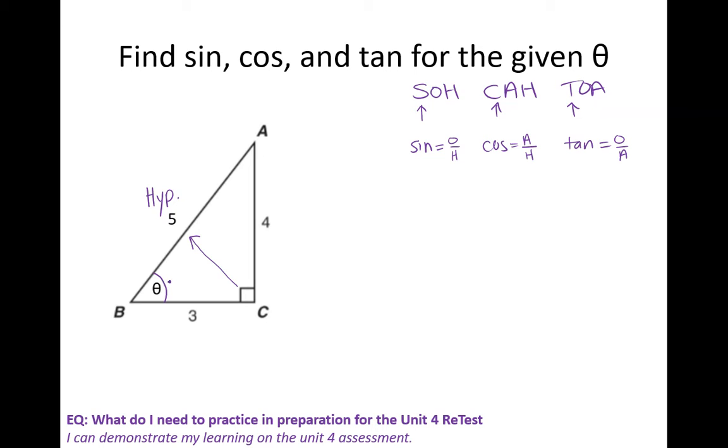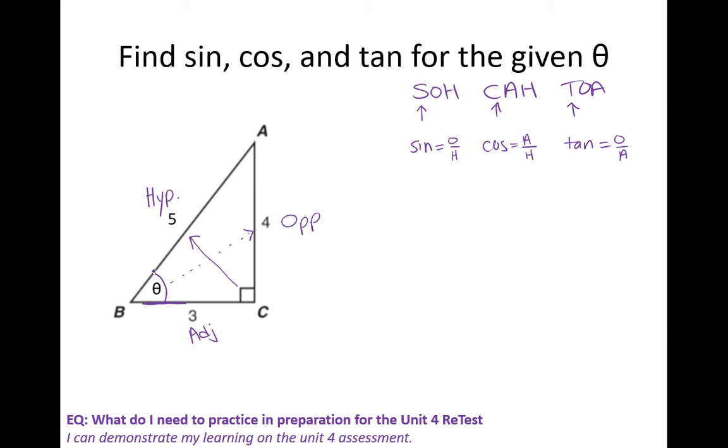Then from my angle theta, I'm going to shoot across here. The side across from the angle, or on the opposite side of the triangle, in this case the 4, we call the opposite because it's on the opposite side of the triangle. And then the last side we're going to label is down here, the 3. This side we call the adjacent because it is next to, or literally touches, the angle right here.